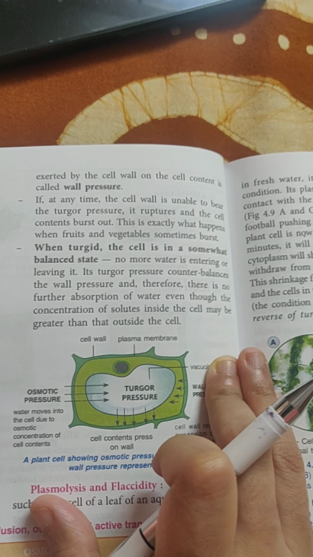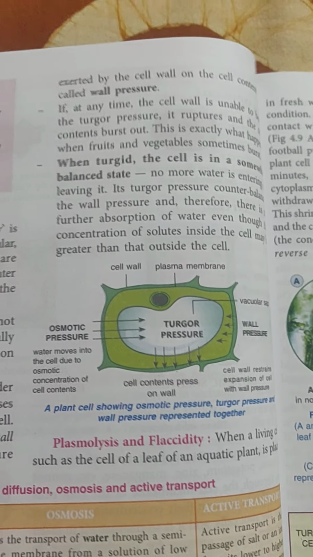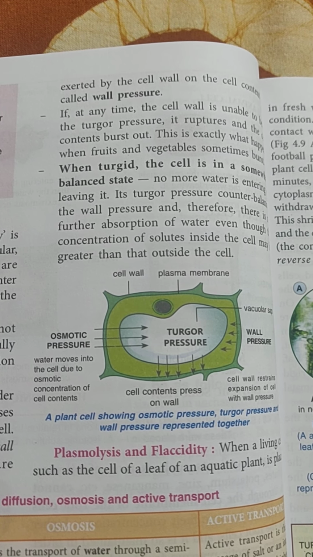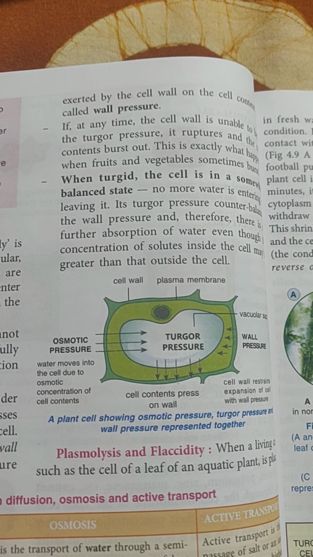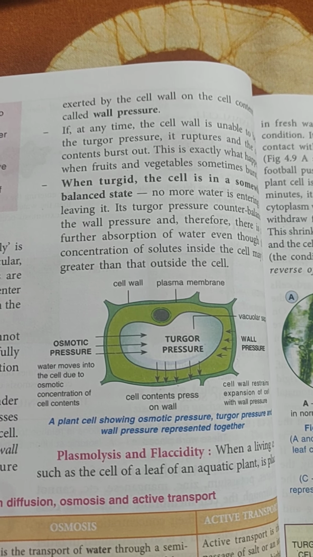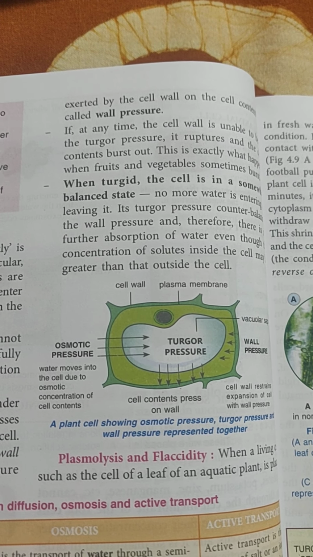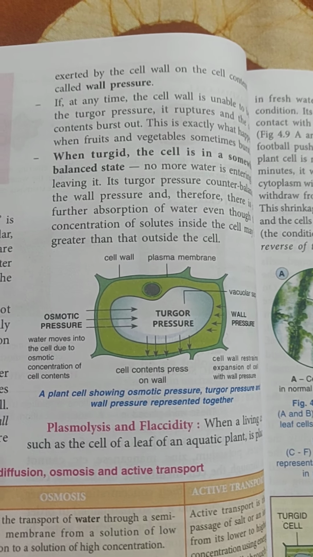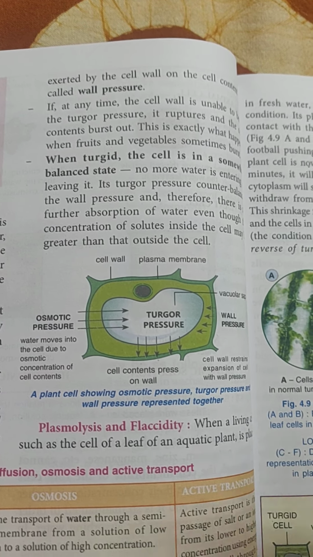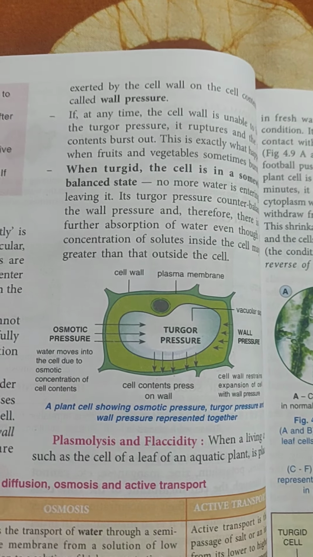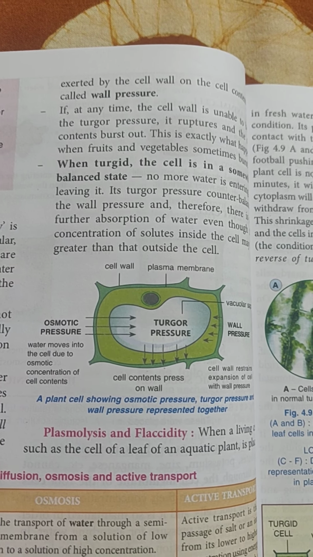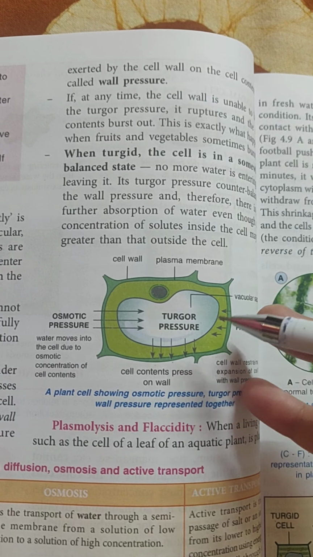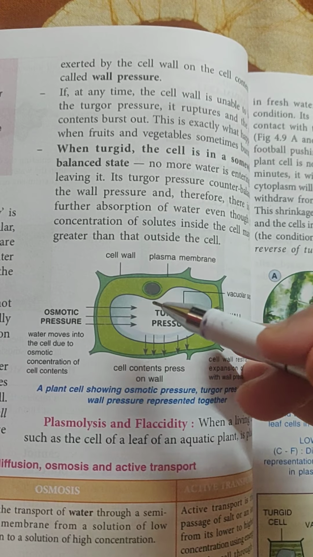Now this is theoretically the case. Practically, we can say that further absorption of water will not take place, but the concentration of solute inside the cell may be greater than outside the cell. That absorption of water does not take place does not mean that the cell has achieved an ideal balanced state. That is not possible. The solute concentration will be greater inside the cell.